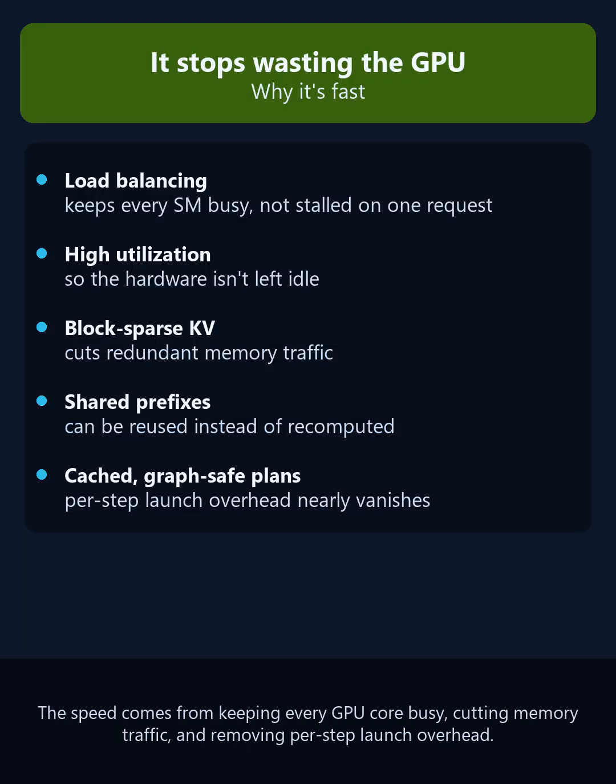Where does the speed come from? Mostly from not wasting the GPU. The load-balanced scheduler keeps every streaming multiprocessor busy instead of stalling on one long request, so utilization stays high. The block-sparse format cuts redundant memory traffic and lets shared prefixes be reused. And because plans are cached and CUDA-graph safe, the per-step launch overhead nearly vanishes.